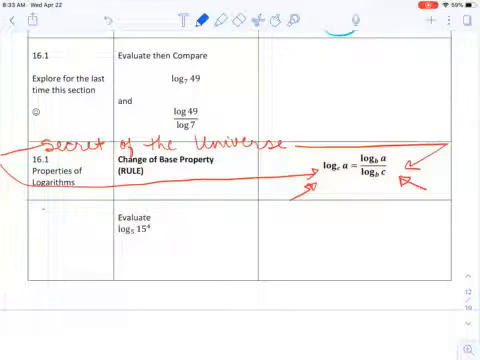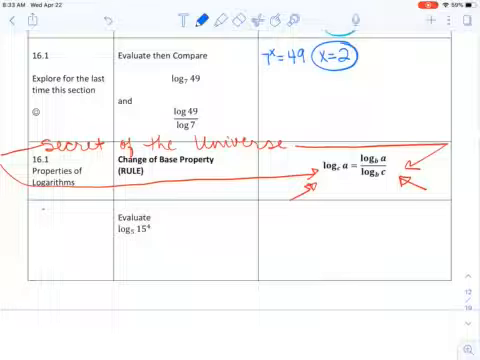Okay, we're going to do a log problem here. So log base 7 of 49. We know, of course, that means 7 to what power is 49? And x is 2, because you guys know your squared numbers.